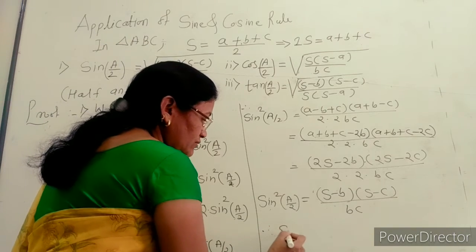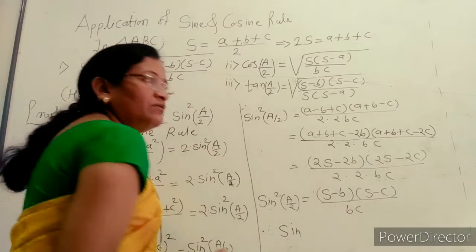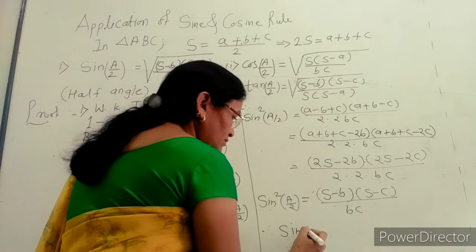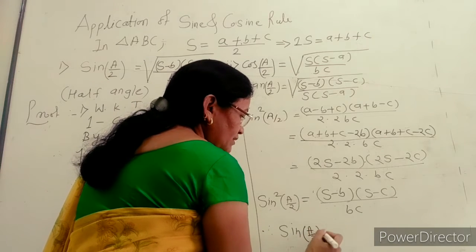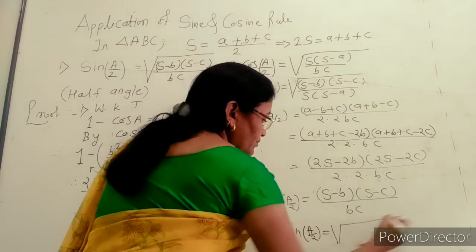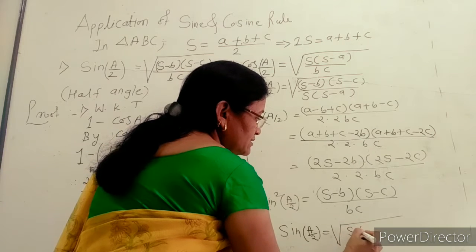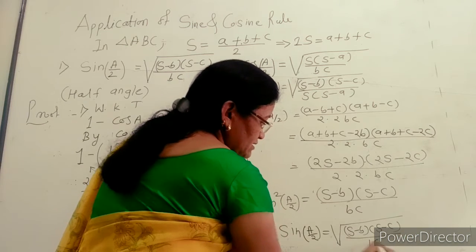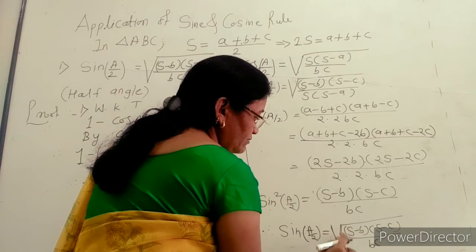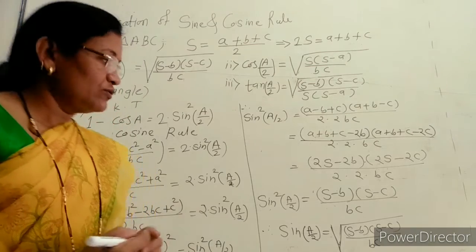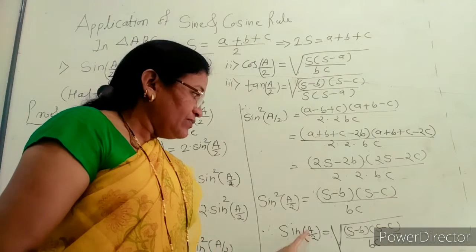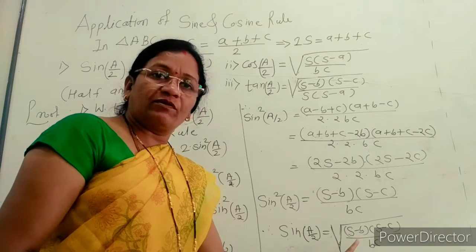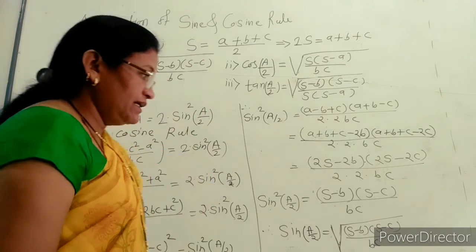Therefore, taking square root for triangle ABC, A by 2 is always positive, so we take the positive square root. Sine A by 2 is equal to under root of s minus b into s minus c upon bc. In the root sign, we take the product which is divided by the product of the lengths of two sides. So when we find angle A, the opposite sides are b and c, which are subtracted from the semi-perimeter and divided by the product.